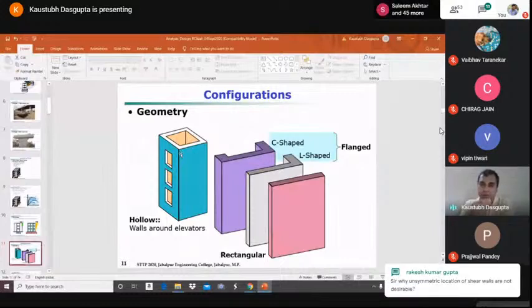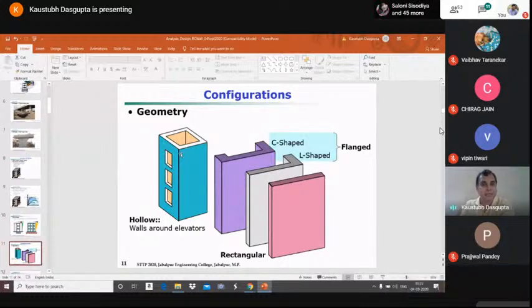Okay? So your architect should position things, and the building plan should be made in such a way. The architect should also know that your elevator core wall should not give rise to any asymmetry in the behavior. So that is from the functional requirement. Otherwise, there is no such guideline about where exactly to provide the shear wall.